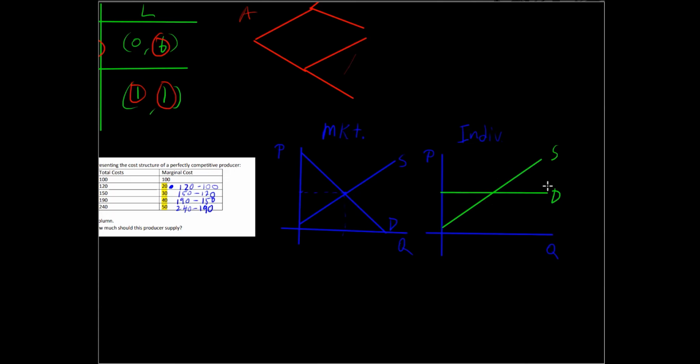So think of this as marginal cost. We can think about this as marginal revenue, but we can also think about it as just being the price curve because price is fixed. So let's very briefly talk about why this is the case.